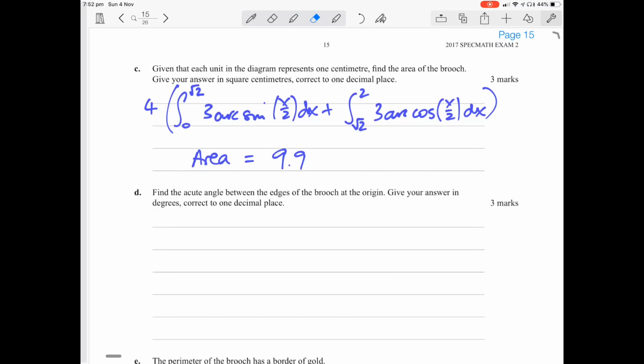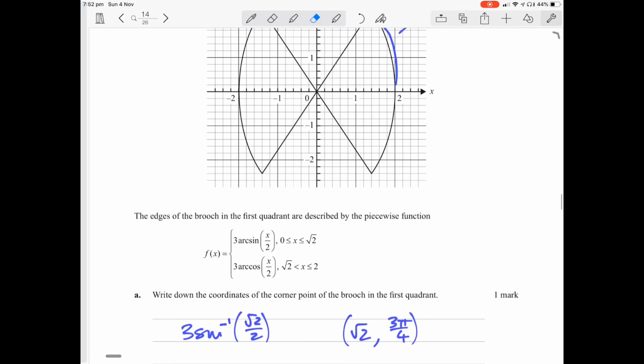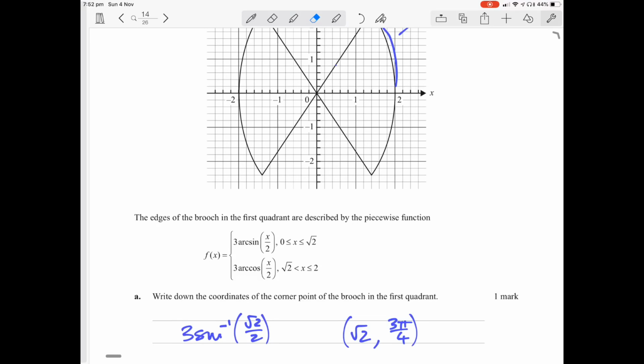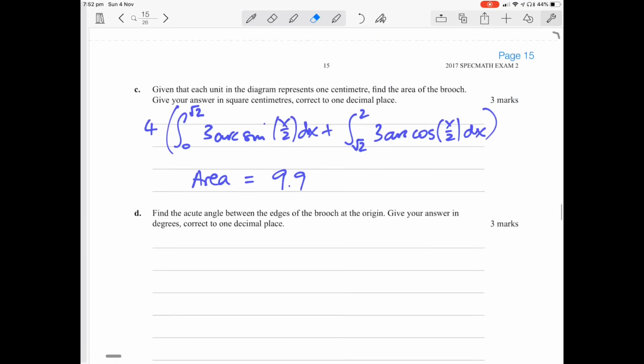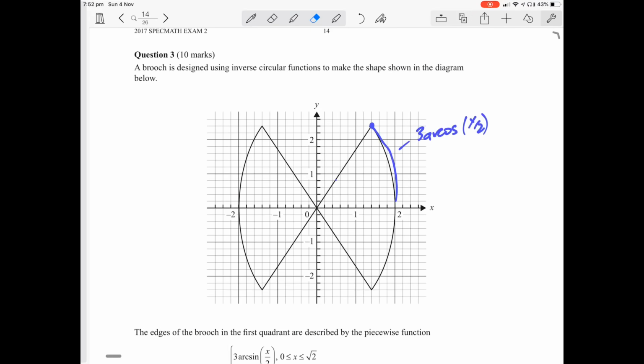Find the acute angle between the edges of the brooch at the origin. Angle between, find the acute angle between the edges of the brooch at the origin. Give your answer. Acute angle. So this one's bigger, so it's got to be this one in here.